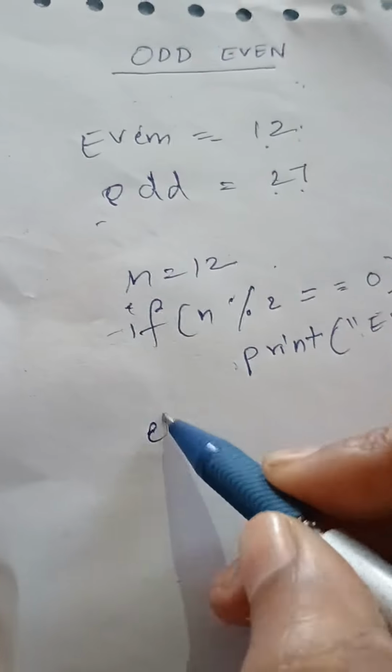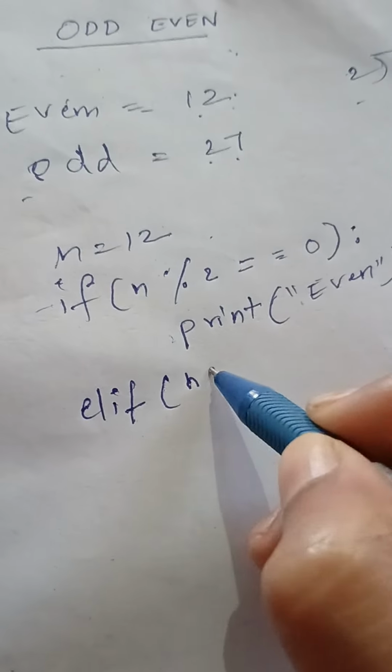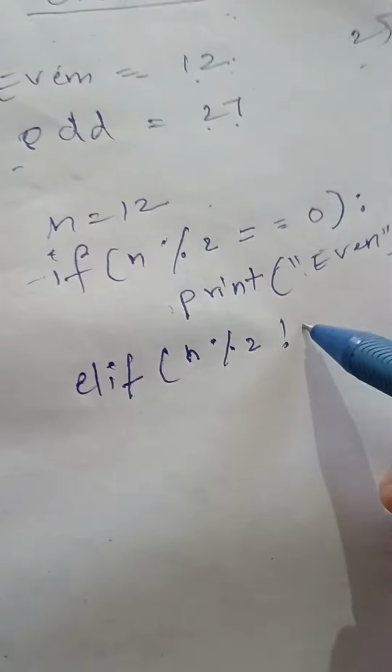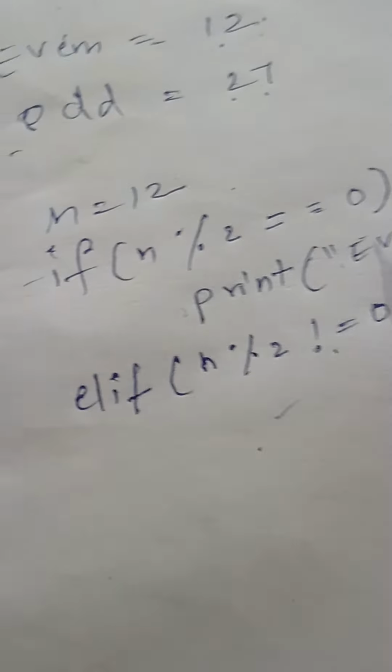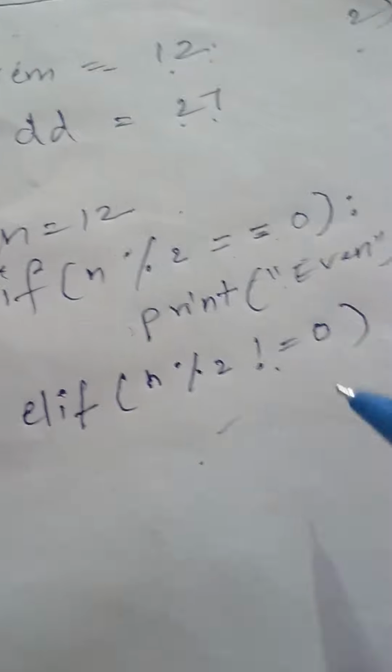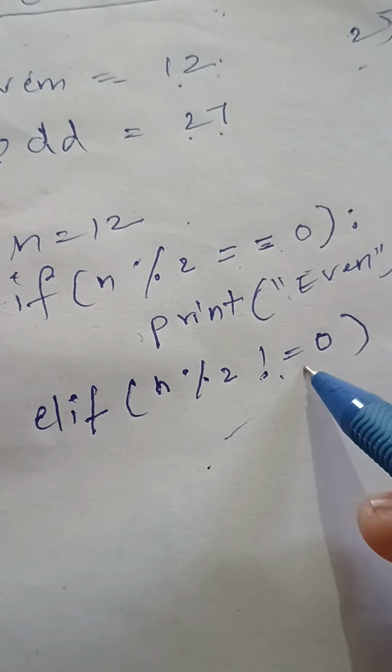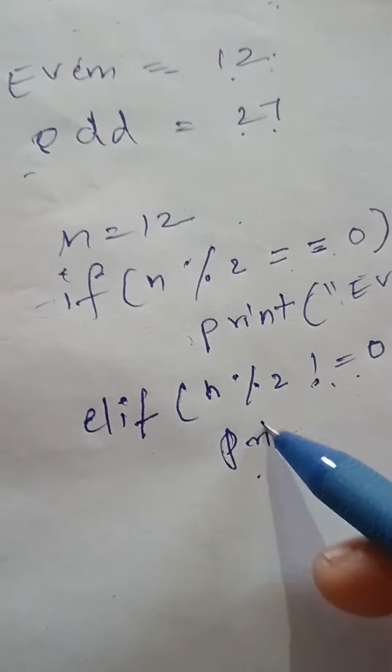For example, else if n divided by 2 is not equal to 0. Not equal to is represented in programming differently: equal to is represented by double equals, and not equal to is represented by this symbol. So print odd.